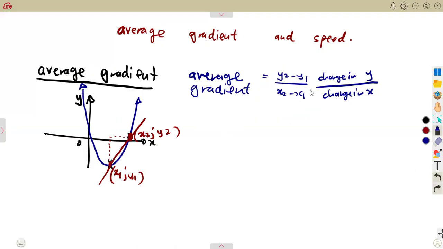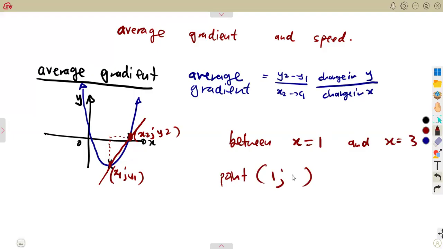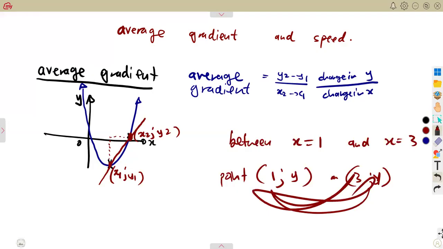If I have got these 2 points, the change in y over the change in x. So you might be given those 2 points, or they might give us only the x values. If you're asked to calculate the average gradient between, you must be given 2 points. Maybe you're given between x is equal to 1 and x is equal to 3. These are only x values, but we need a point. So from the x value, you must substitute into the original function to obtain the y value. And also from x is equal to 3, you must substitute into the original function to obtain the y value. Then you can determine your gradient.